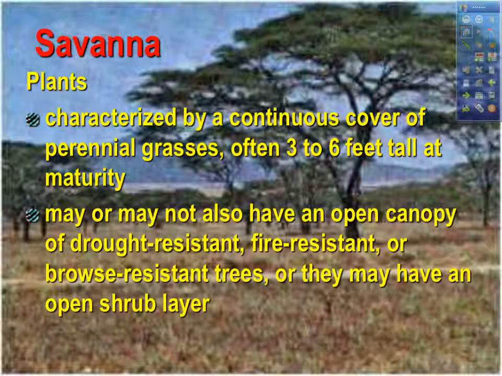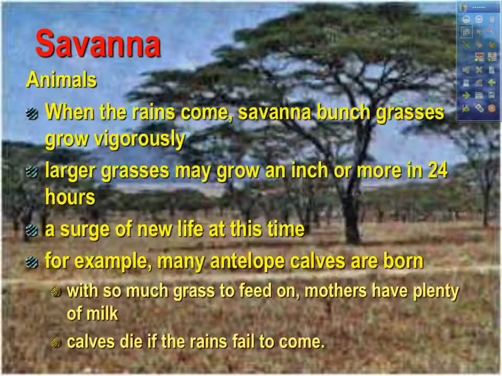The plants are characterized by grass. It's all high grass, 3 to 6 feet tall. It may have a few trees, may not. There are pockets of trees and then it is open for a while. But the dominant plant life in the savanna is grass.